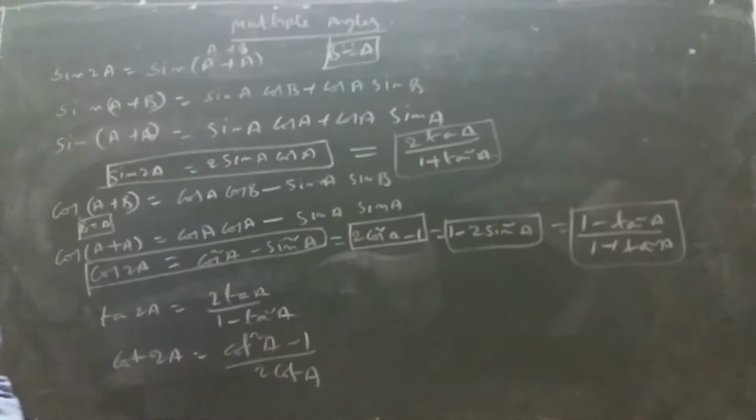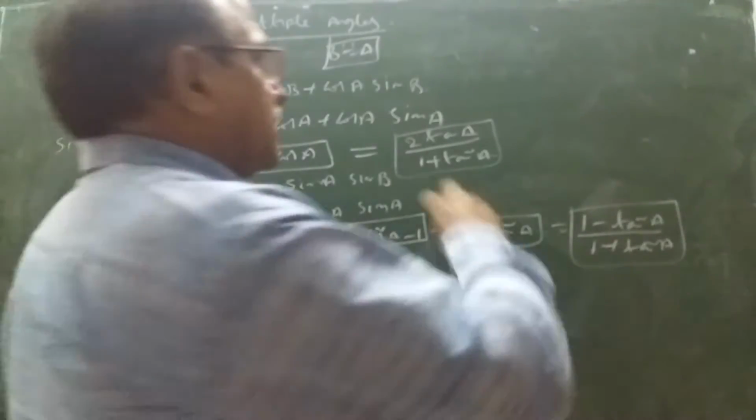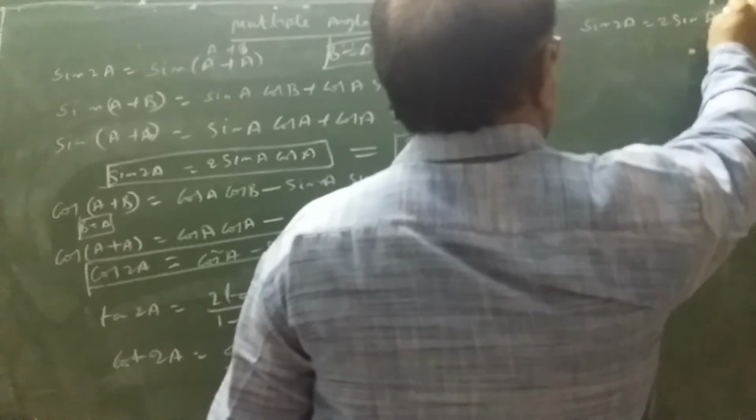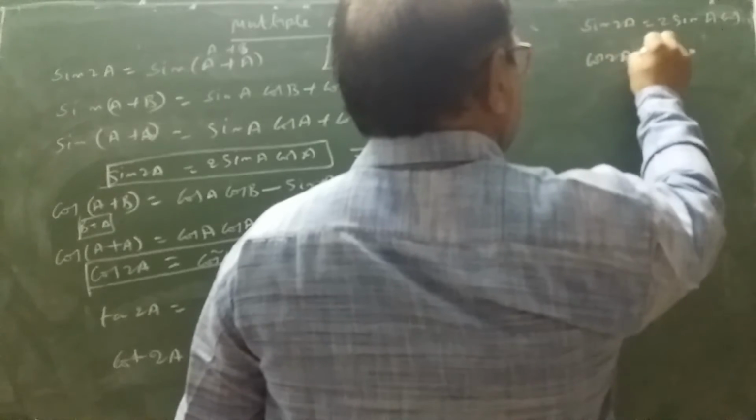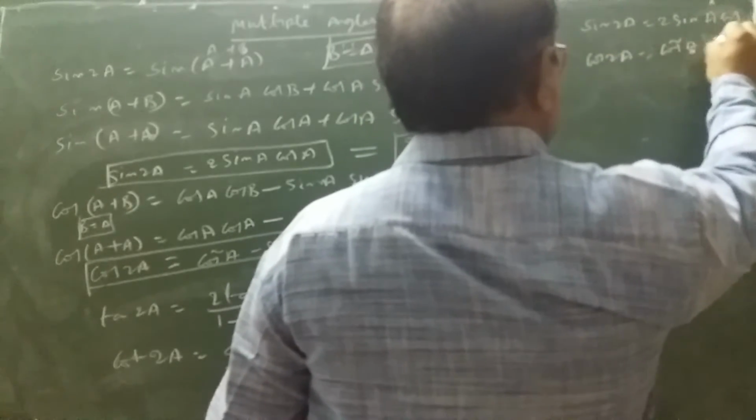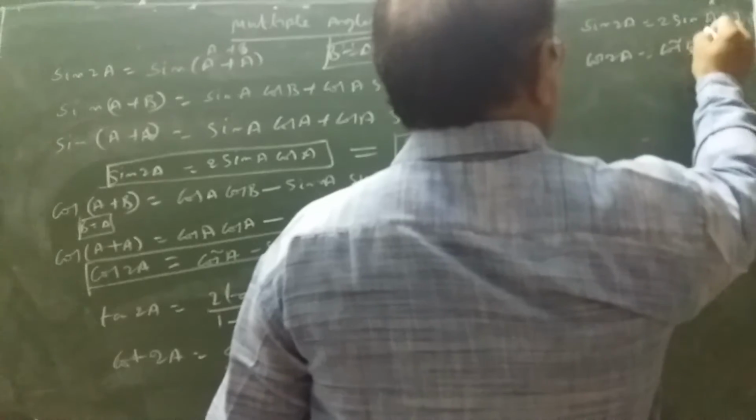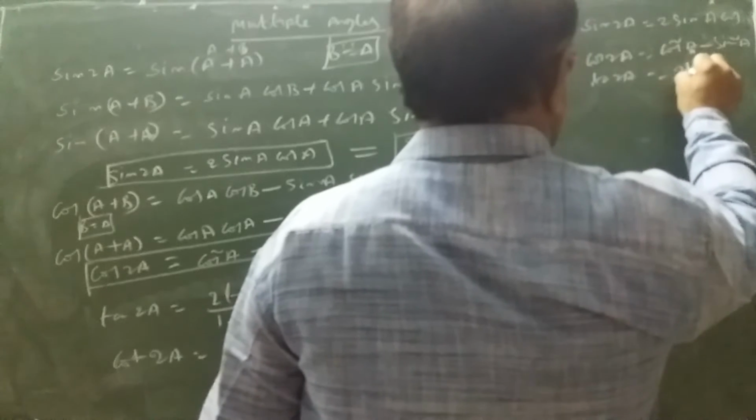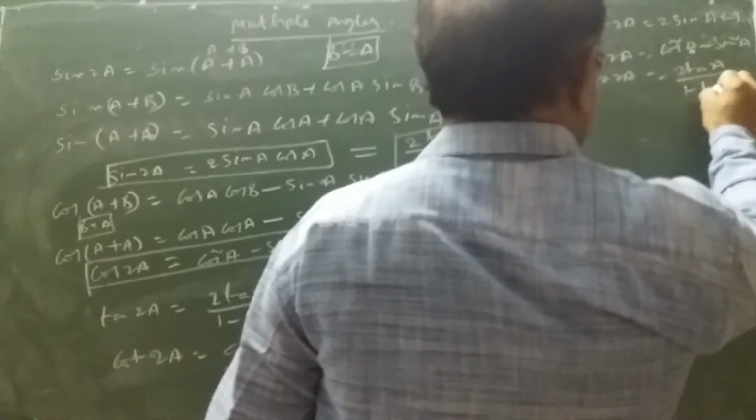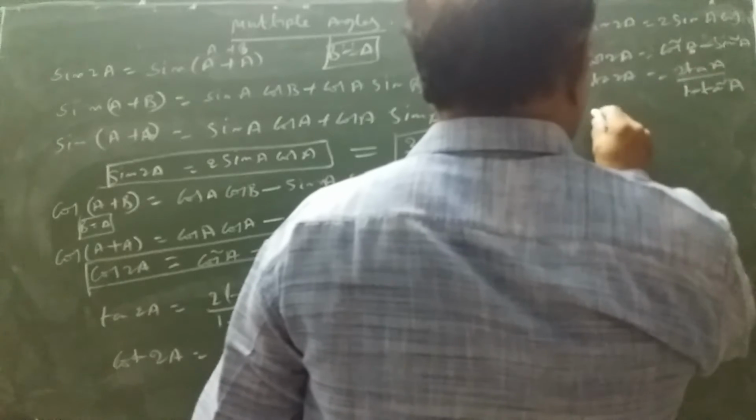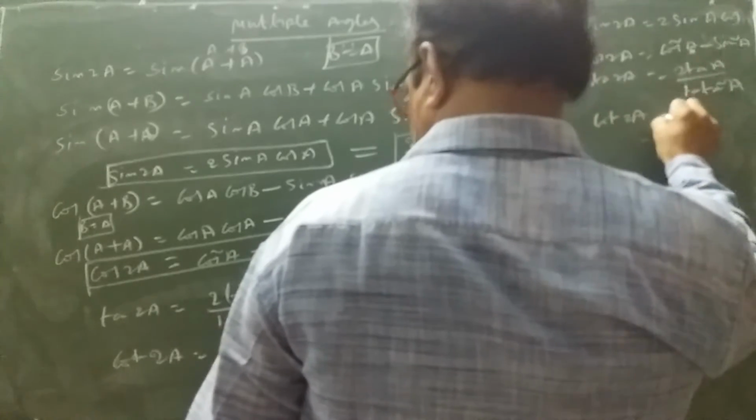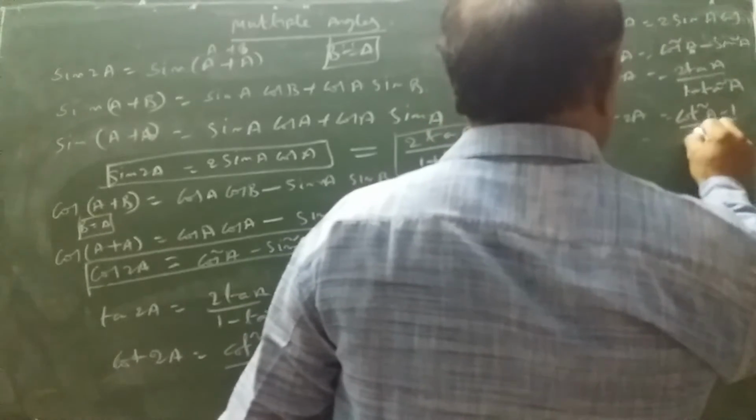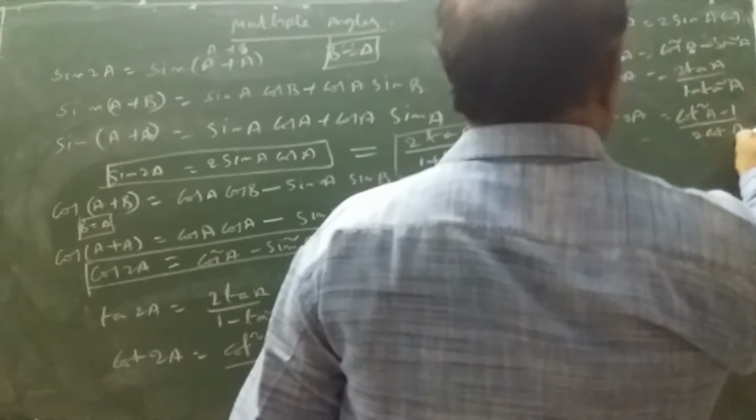Similarly for cot 2A. I will write here: sin 2A is 2 sin A cos A; cos 2A is equal to cos square A minus sin square A, which is the fundamental principle. Then tan 2A is equal to 2 tan A by 1 minus tan square A. Similarly, cot 2A is equal to cot square A minus 1 by 2 cot A.